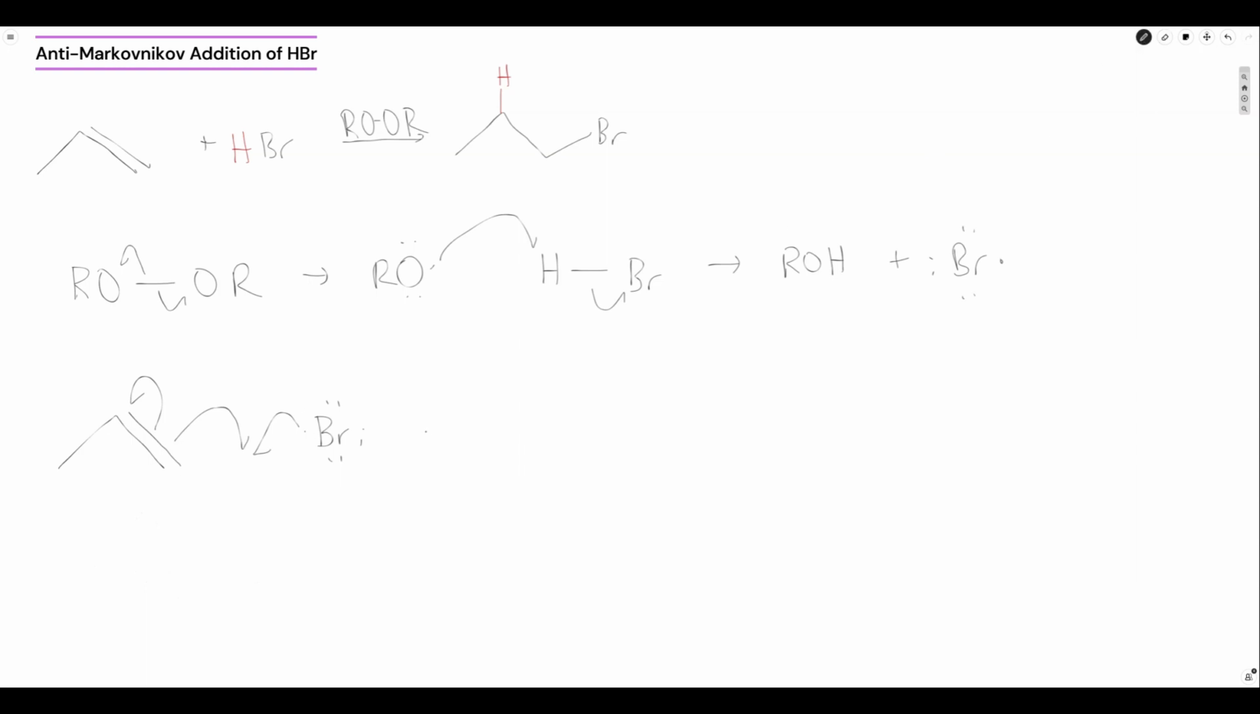So we do this radical attack, and you get one of 2 possibilities. The Br can go here, which means that the radical goes here, or the Br can go here, which would mean that the radical would be here. Now, a radical is much like a carbocation. It is an electron deficient carbon atom. It is an electron deficient center. This is a secondary radical. This is a primary radical.